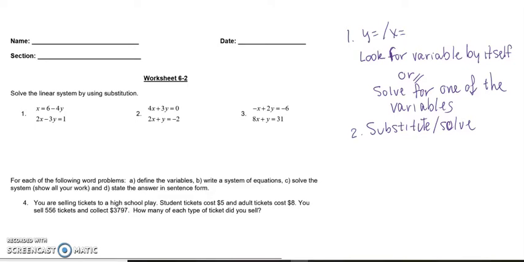Alright, since you've had some time to think a little bit about solving by substitution, I'm going to go through the steps one more time, just more briefly than what I did in the other notes. Step 1 is you're going to look for the variable by itself, in other words, the x equals or y equals. If it's not that way, then you need to solve for one of the variables. Step number 2 is you're going to substitute and solve. You're going to substitute one equation into the other. And step number 3 is you're going to find the other variable.